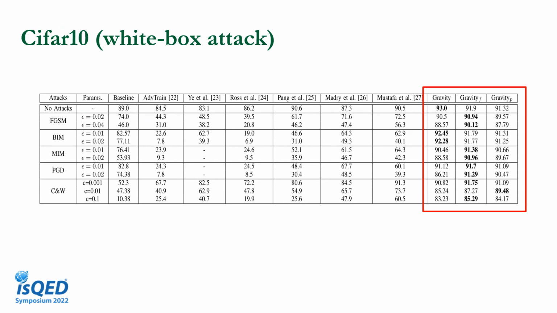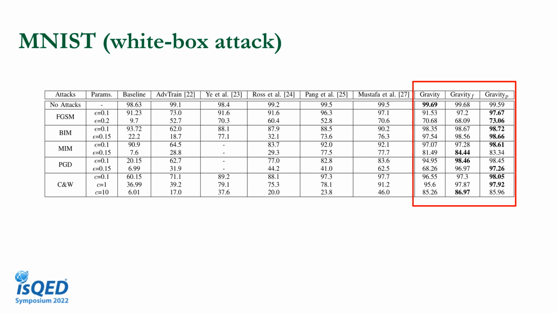Here we show the performance of a model that has been trained on the CIFAR10 dataset with the anti-gravity algorithm applied to it. For this experiment, we used five attacks: FGSM, BIM, MIM, PGD, and CNW. As shown in the red rectangle, compared to the other defense mechanisms, different versions of anti-gravity outperform the others. The model trained on the MNIST dataset with anti-gravity applied also has better performance compared to the other methods, similar to CIFAR10.